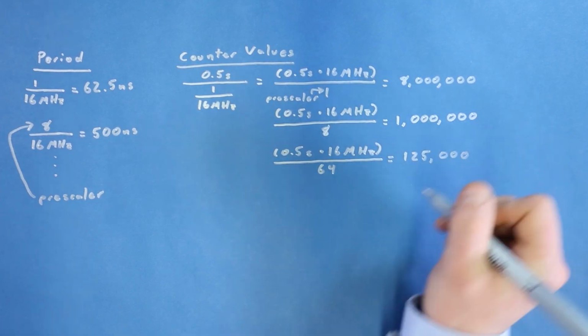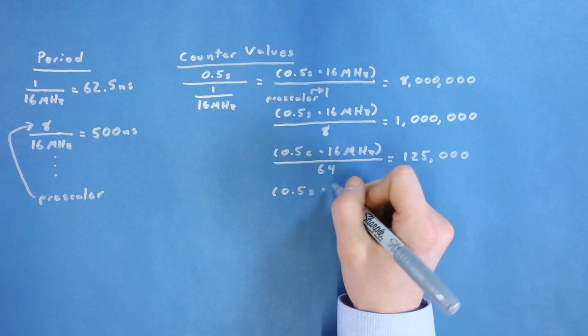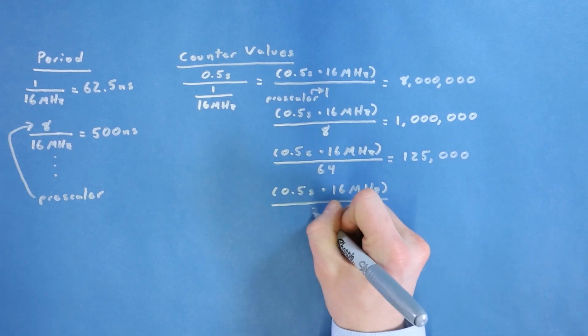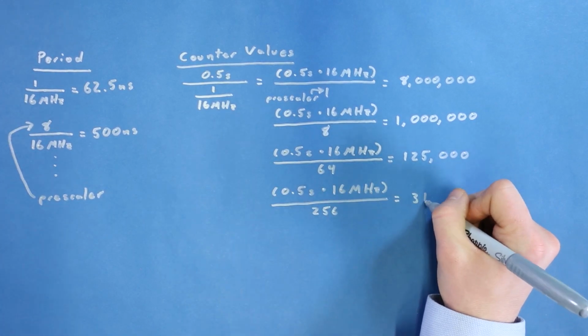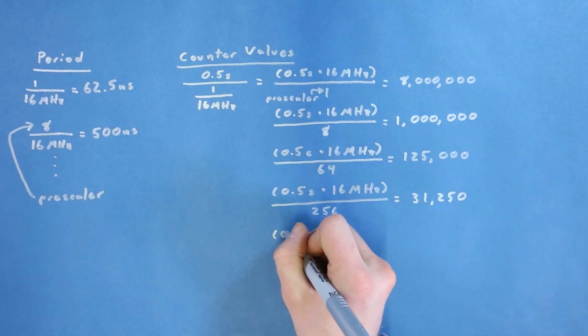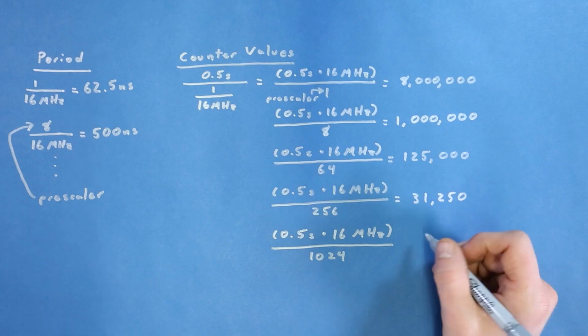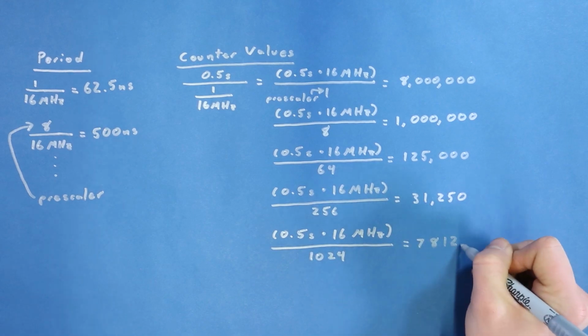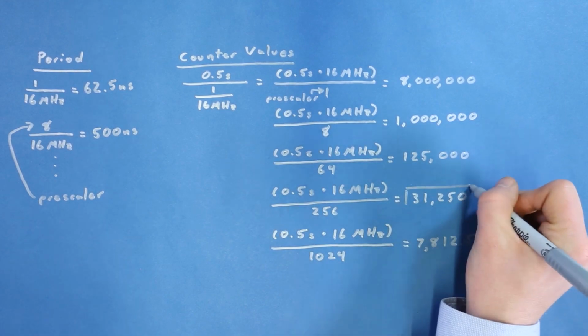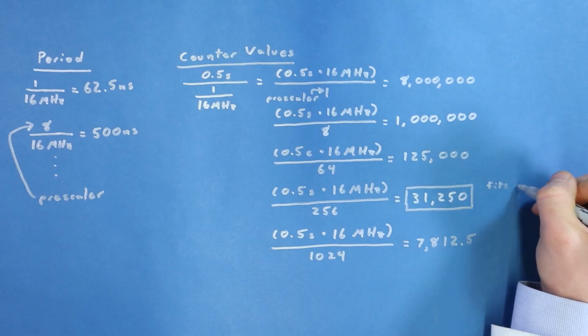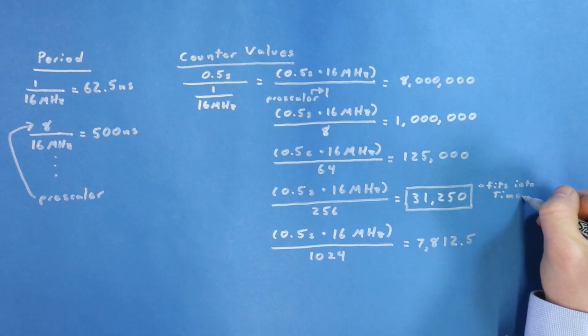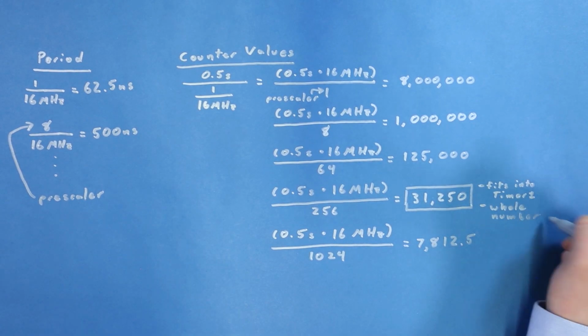125,000 is still too much, and 7,812.5 isn't a whole number, which means the timing will be slightly off. That gives us a prescaler of 256, which will take 31,250 timer 1 counts to give us 0.5 seconds. Perfect! So we'll load this value into the output compare register, and whenever timer 1 reaches it, an interrupt will happen.